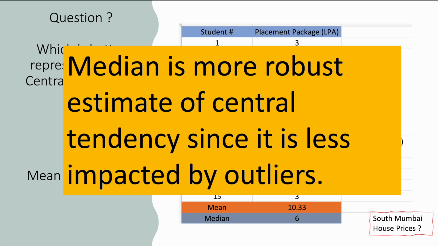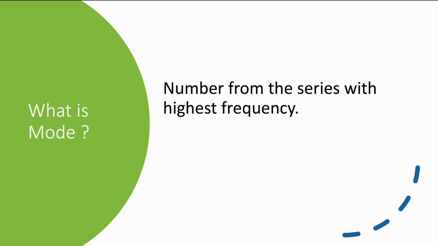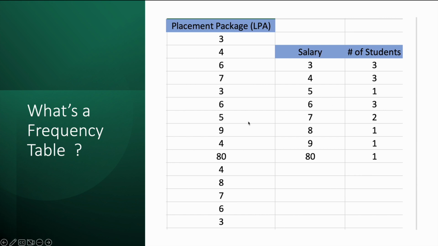Okay, let's move on to mode now. Mode is the third marker of central tendency, and mode is pretty simple actually. What is mode? The number from the series with the highest frequency. So whichever number is occurring most frequently is the mode. Okay, so again, our running example, the placement package. This is the placement package of the students over here.